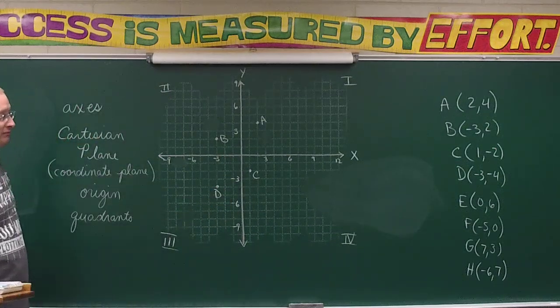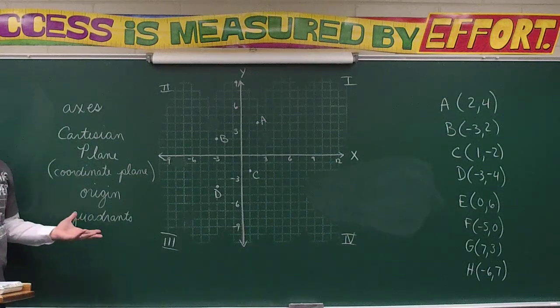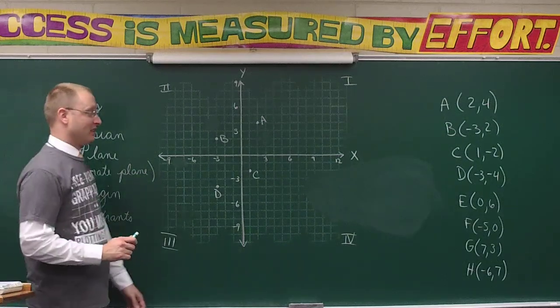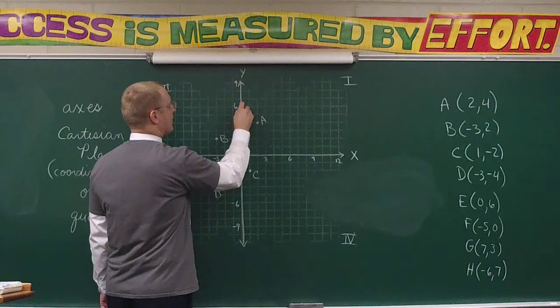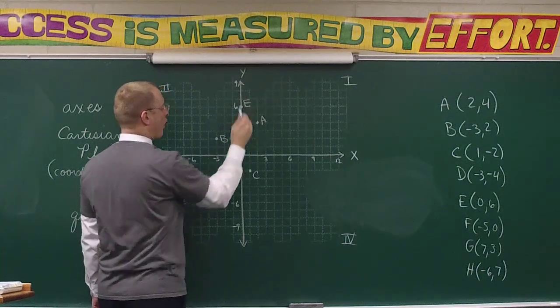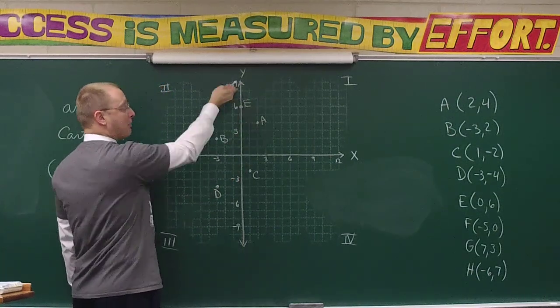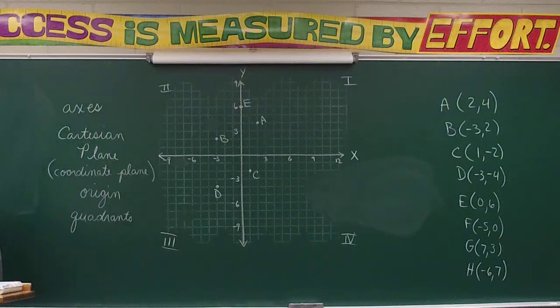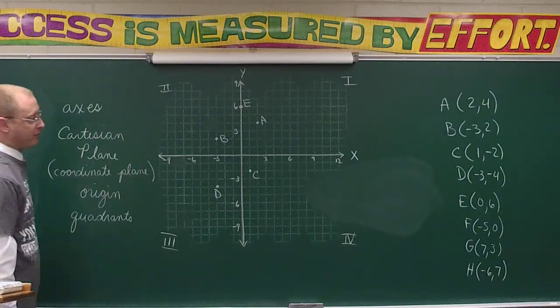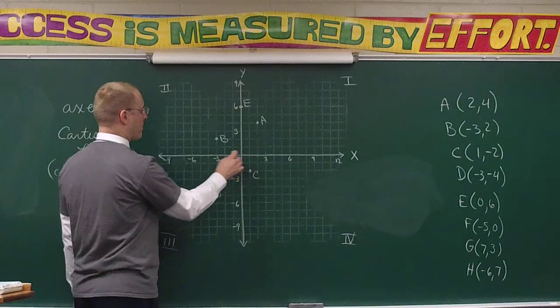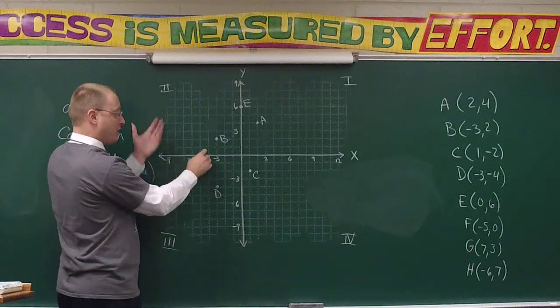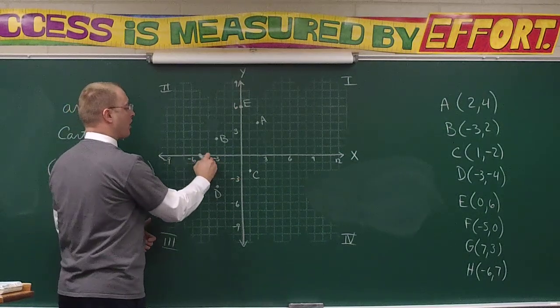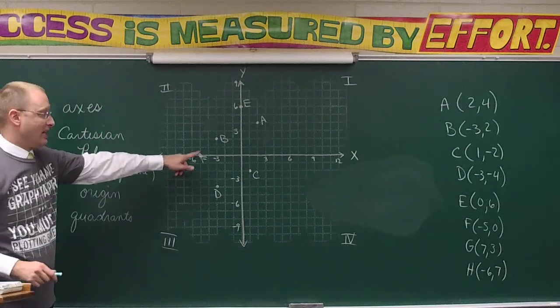Letter E. Isn't going to be in a quadrant at all, is it? Where's it going to end up? On the y-axis up here at 6. Again, over nothing, up 6. So E there on the y-axis. F. X-axis, we'll go backward 5 and then up and down, nothing. So we just stay right here on the negative x-axis here at F.